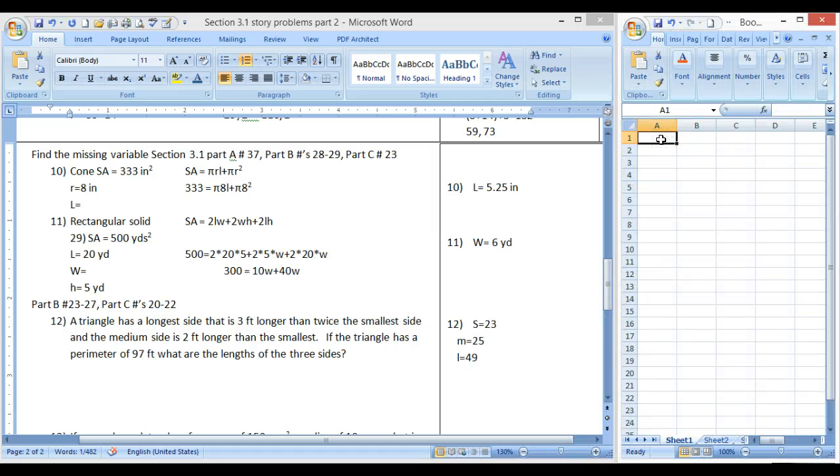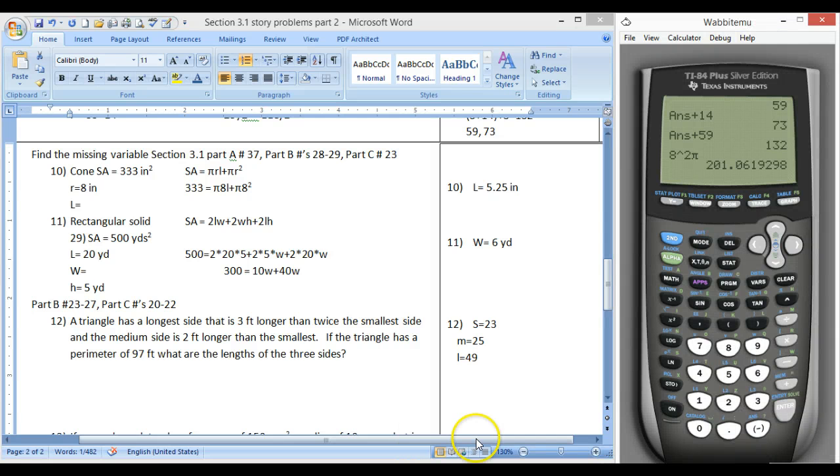Some of you don't want to use a calculator, and you can feel free to use Microsoft Excel. To get it to calculate like a calculator, you press equals, and then I'm going to type in pi, open and close parentheses. Now in this one I have to tell it to times, unlike the calculator. You don't have to do the times. And then I need 8 squared. 8, then shift 6 for the caret, raise it to the 2, and I get 201, which was the same thing as the calculator.